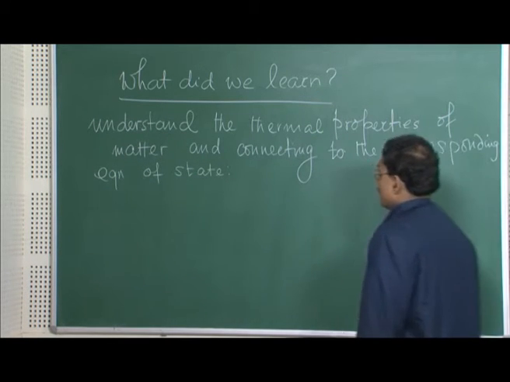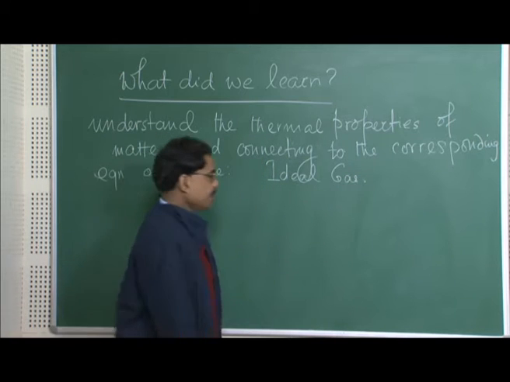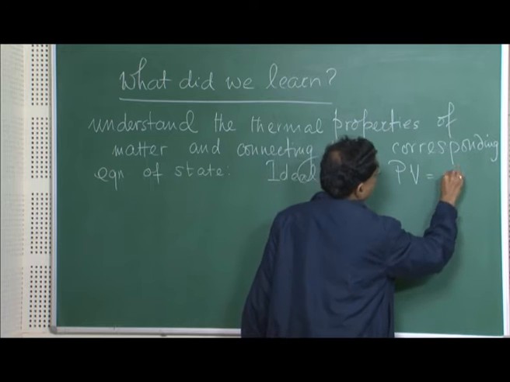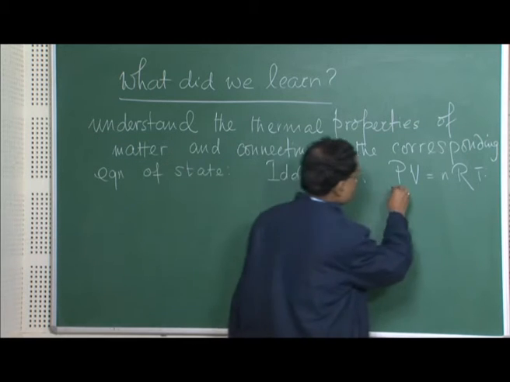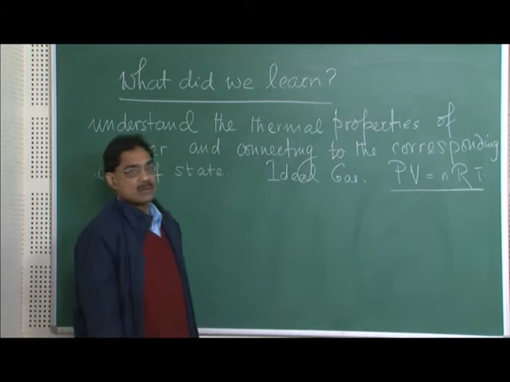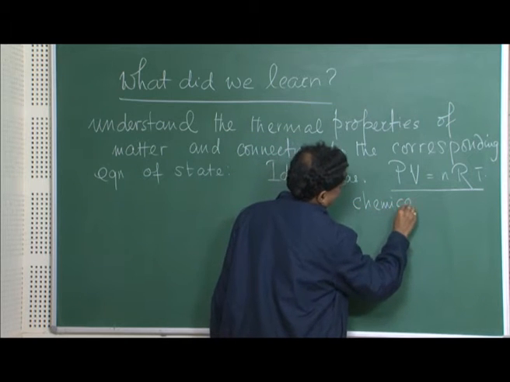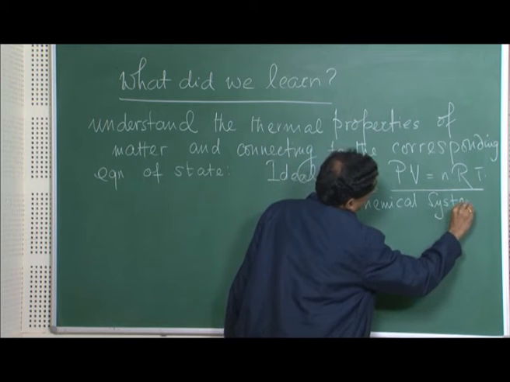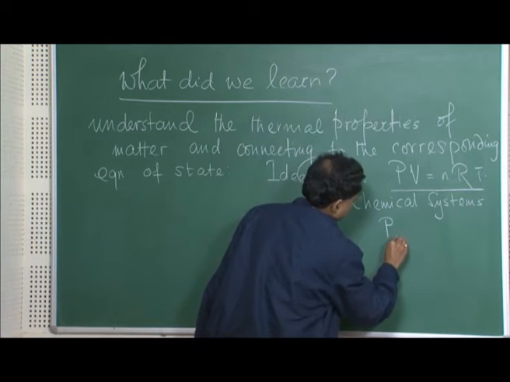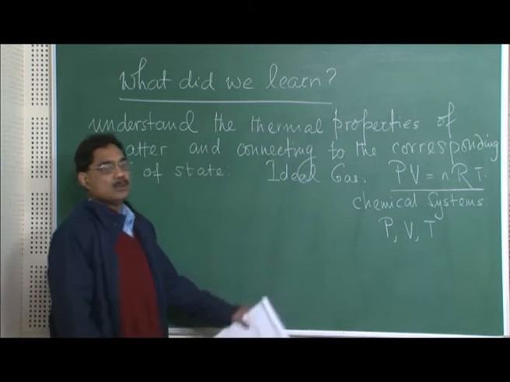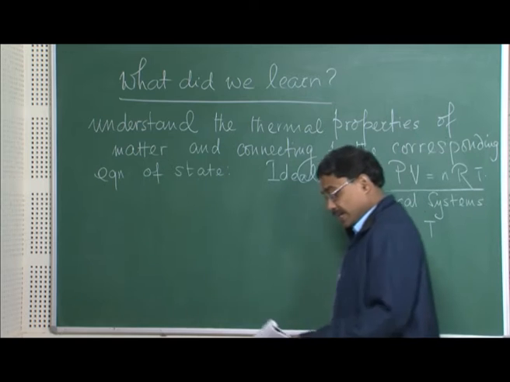I told you, let us take an ideal gas. The equation of state for n mole of ideal gas is PV = nRT. So, n mole of ideal gas satisfies this equation of state. Now, we are dealing with so-called chemical systems. A chemical system is described by the variables pressure, volume and temperature. There could be something called chemical potential, which is actually beyond our limit. We will not get into what is called chemical potential.